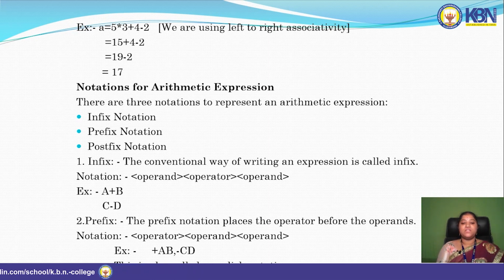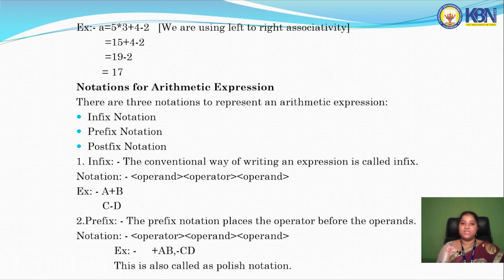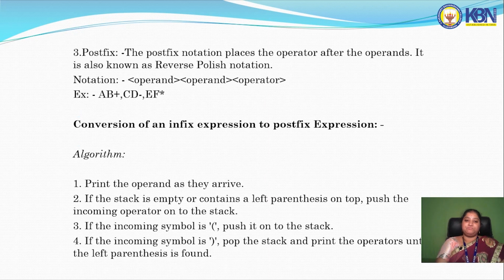We will discuss infix first. The conventional way of writing an expression is called infix, that is operand, operator, operand, like C minus B, A plus B, etc. In prefix, we place the operator before the operands, that is operator, operand, operand. For example, A plus B can be converted into the prefix form plus AB. This is called the Polish notation.